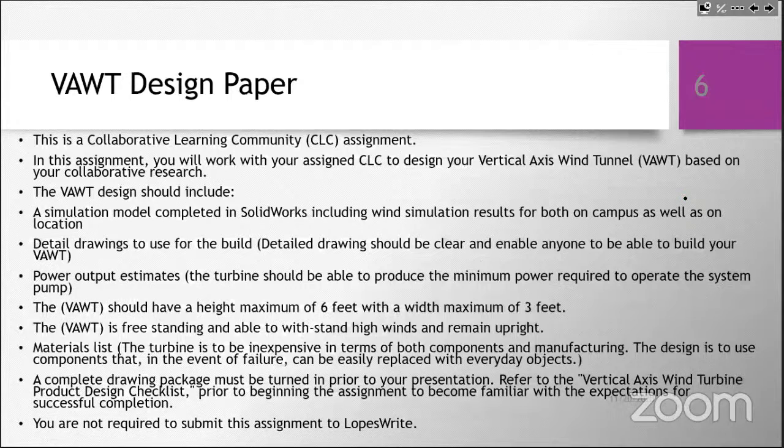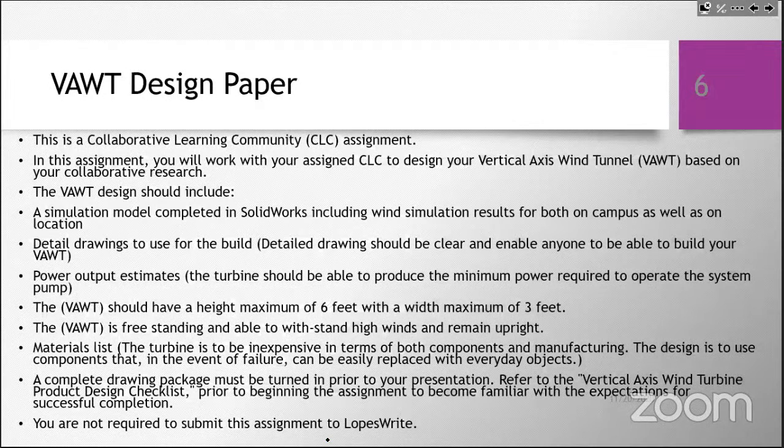What about the paper, right? There's a design paper that's associated with this. The build and test is important because you're going to get data from it, and it's also going to prove your concept, right? But then you take that information that you learned and you have to make a paper. I've pulled all this just from the assignment description in LoudCloud. This is a CLC assignment, so one paper per team, right? You work with your partners.